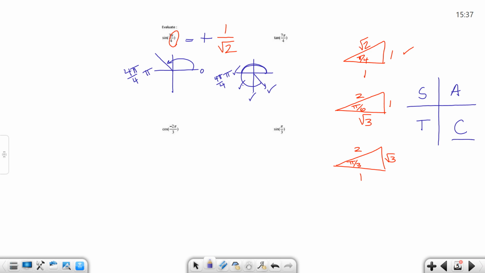In quadrant 4, the cosine is positive. That means everything else is negative. So that means the tangent is negative. Okay, looking at my pi over 4 reference angle, tangent is opposite over adjacent. So this answer would be negative 1.